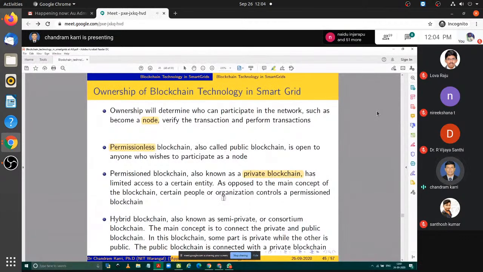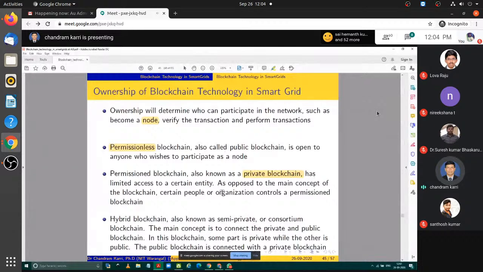And also, in some institutions, or if you have any software, the password will be given only to certain people, the concerned people. That is private. And the other one, while defining the ownership, is the hybrid blockchain. Hybrid means that in certain operations, permissions are given, and in certain operations, permissions are not given.